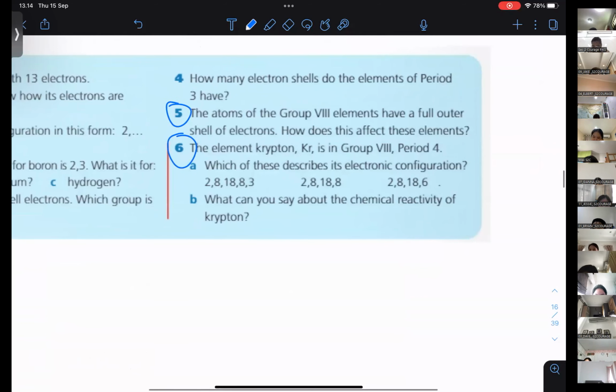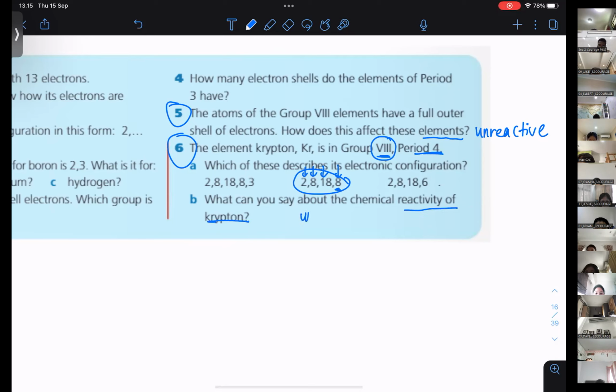The atoms of group 8 elements have a full outer shell of electrons. How does this affect these elements? Because they are going to become unreactive. They are not going to be able to receive electrons, or they are not going to give out electrons, so they do not react. Now, the element krypton is going to be group 8, period number 4. Which one describes the electronic configuration? Group 8 tells us about valence electrons, so 8 valence electrons. Period number 4 tells us 4 periods, so period 1, period 2, period 3, period 4. So the answer is this one. Now, the next: what can you say about the chemical reactivity of krypton? Unreactive.